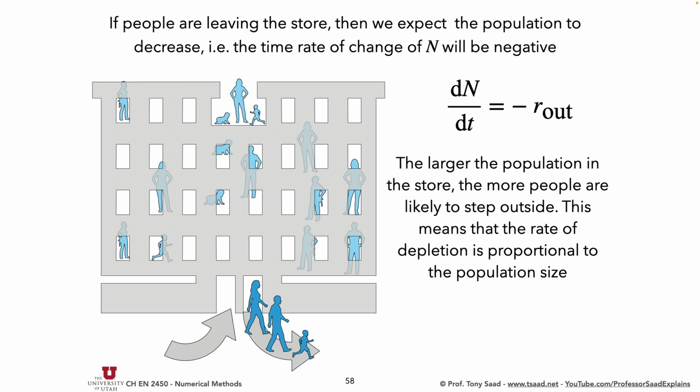The larger the population inside the store, the more people are likely to step outside. This means that the rate of depletion, that's one model to think about it, is proportional to the population size itself. So if I'm not going to measure that, I'm just going to model it in my mind. I could say that the rate of people leaving is proportional to the number of people inside the store.